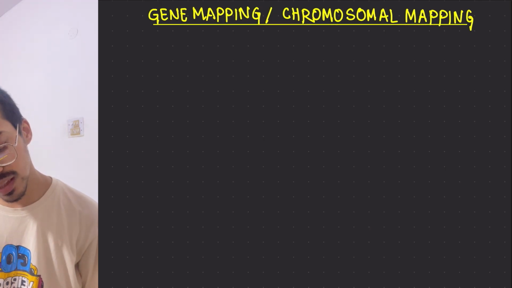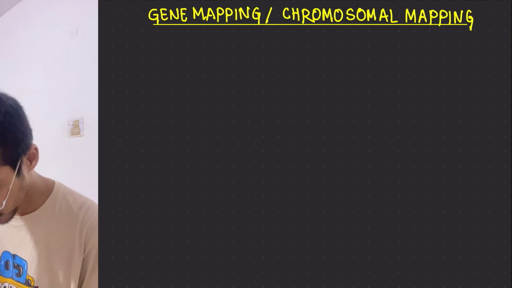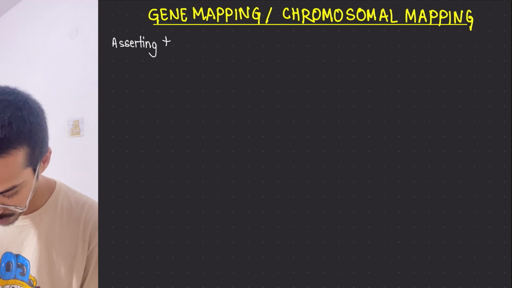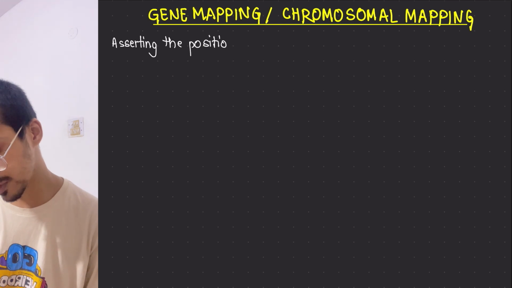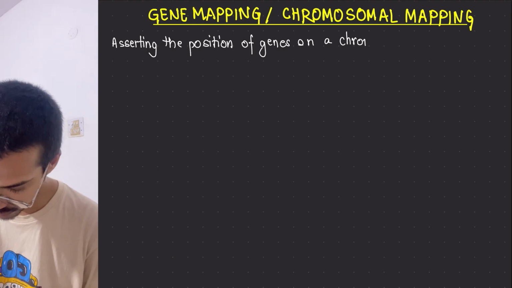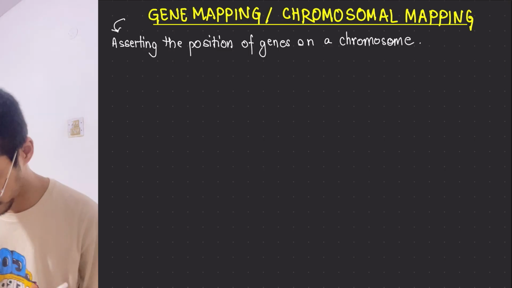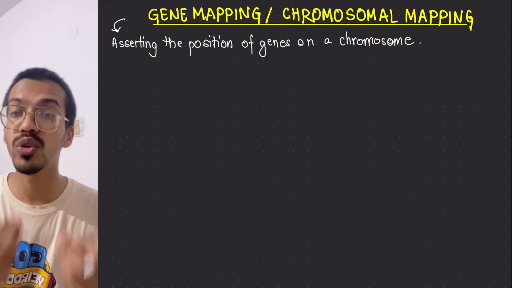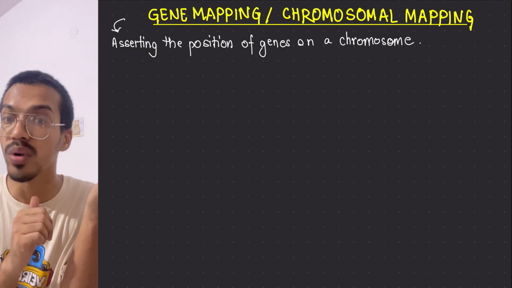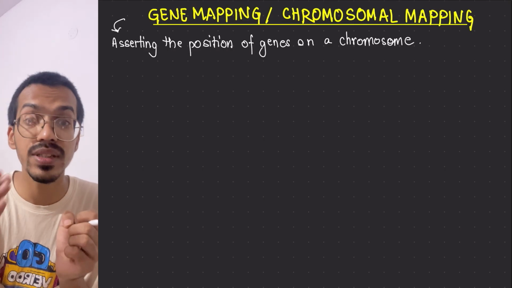It is the method of ascertaining the position of the genes on a chromosome, known as gene mapping or chromosomal mapping. And it depends upon the frequency of crossing over. Frequency means chances of crossing over. If the chances are more, then they are far off. If the chances are less, then the distance is less.